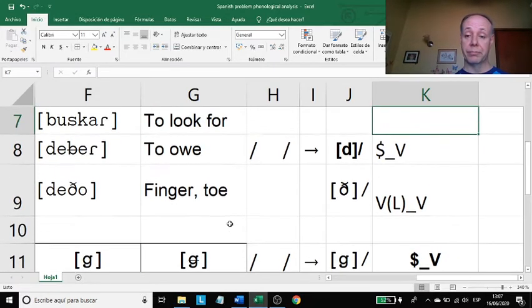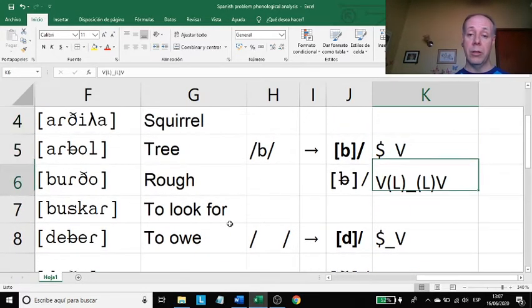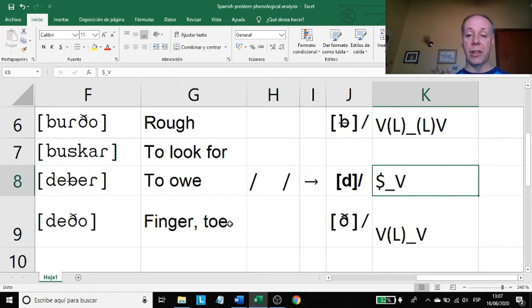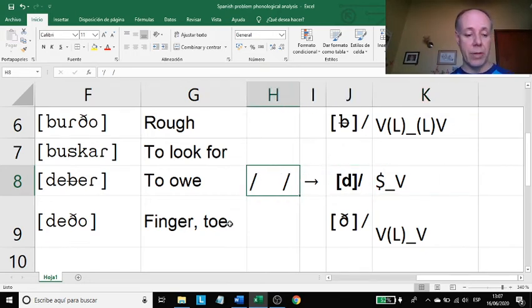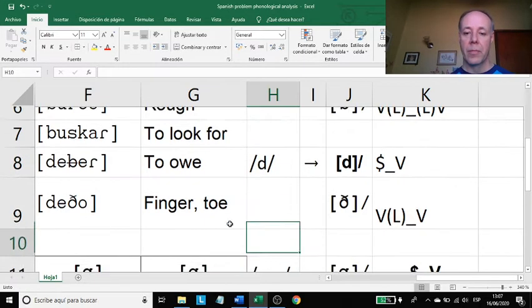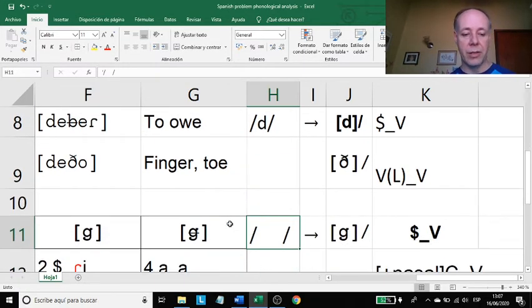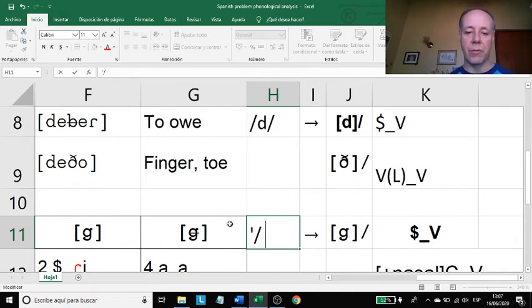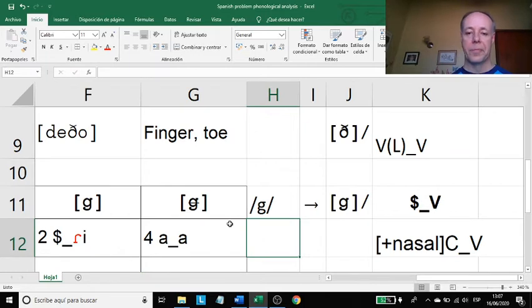Very good. So we have all the distribution of these. Here we need to decide one, and the phoneme is, as we studied this, the D. And here we studied this too, so we know that the phoneme is the G. Like this.